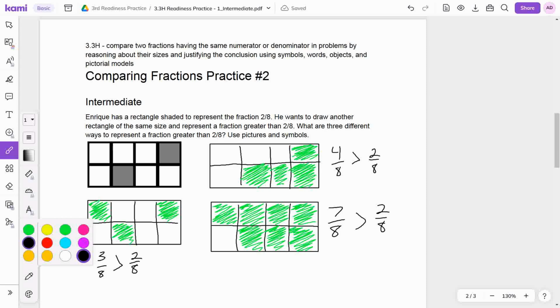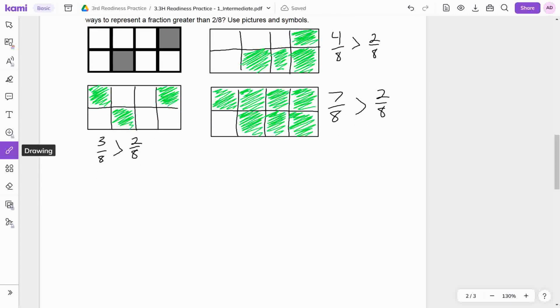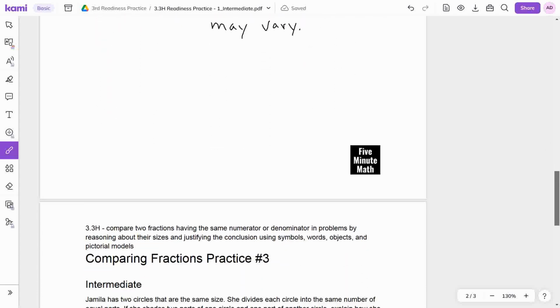So I've got my pictures, and then I've got my symbols. I'm using that greater than symbol each time, and you can see that each of these pictures that I drew has more shaded than Enrique. And so I will say that your models and answers, you can do different fractions than I chose, may vary. It's pretty simple when you have a denominator and you can just keep that same denominator. You can just add more and more and more.